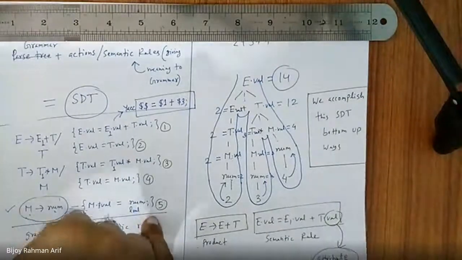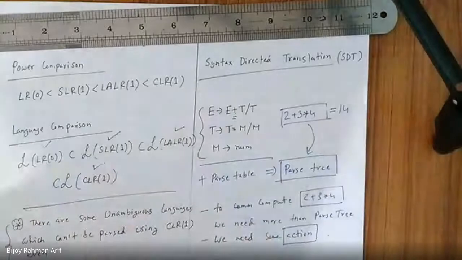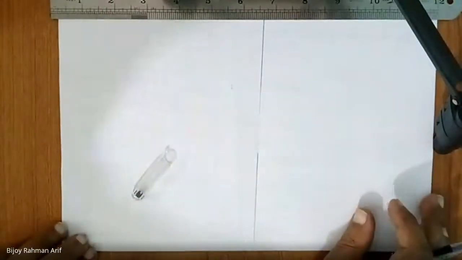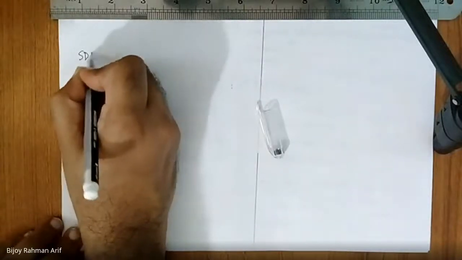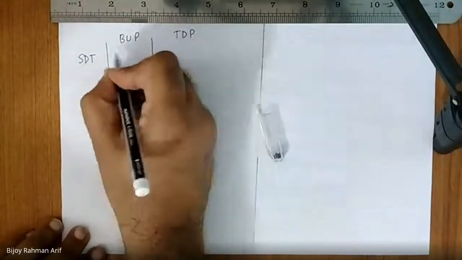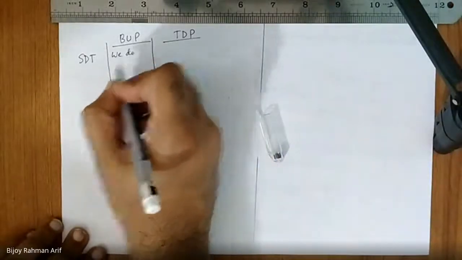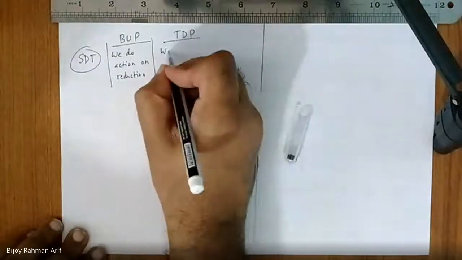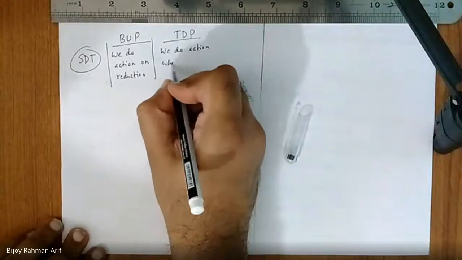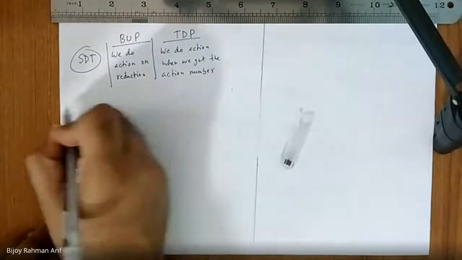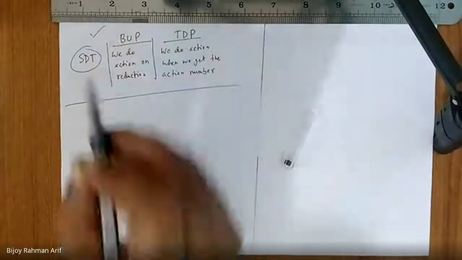Okay, so get the difference. In SDT, one is BUP, another is TDP. In BUP, we do the action on reduction. In TDP, we do the action when we get the action number. So this is the difference, remember. So BUP is done. We are done with the BUP. Now, how can we do it using TDP?